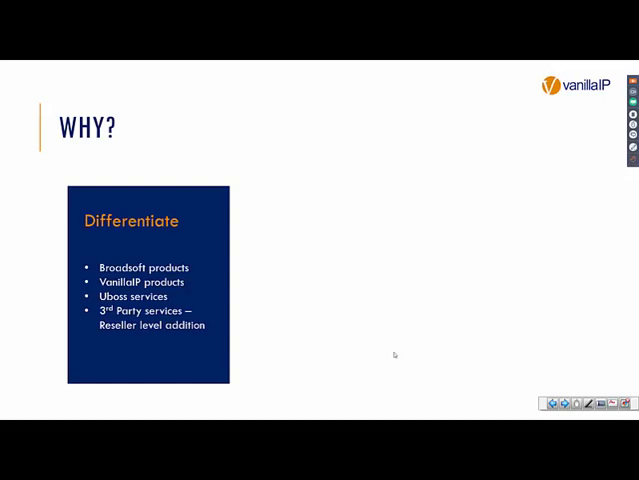So from a differentiation point of view, you've got BroadSoft products and services, and there's a core area of telephony capability and some UC that comes in from there. But as you know, VanillaIP will work with other vendors and will bring in specialist third-party products like the Unity products that we use in the contact center environment, but we'll bring in these third-party products to enhance the proposition.